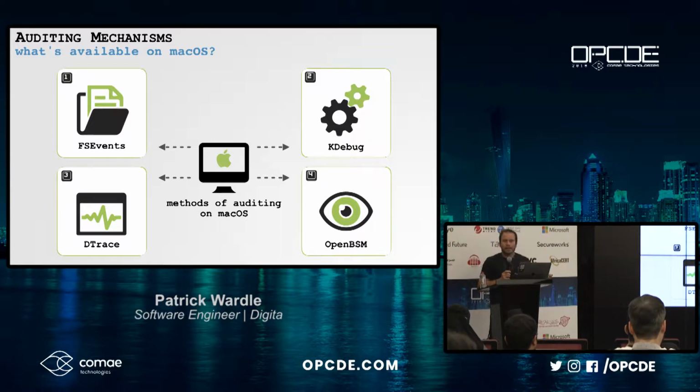So what auditing mechanisms are available on macOS? Turns out there's quite a few, and we'll talk through all of these, looking at the pros and cons of each, and also identifying any limitations of each of these auditing mechanisms. So we'll talk about FS events, kdebug events, dtrace, and finally Open BSM.